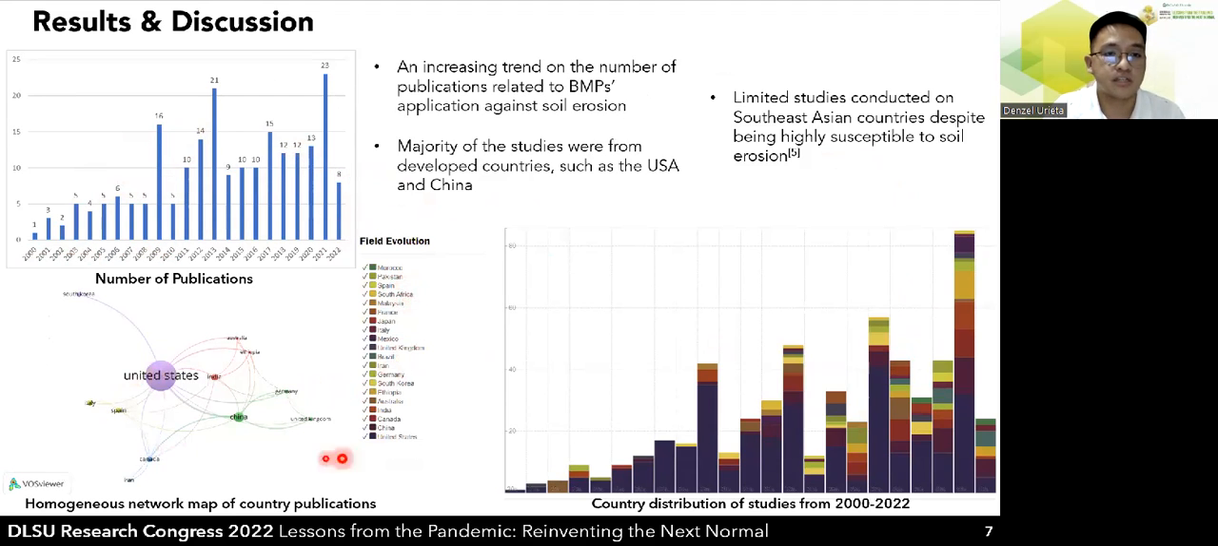Meanwhile, for the location of these studies, we have here mostly studies concentrated on the developed countries such as the USA and China, as we can see in here. And lastly, studies conducted on Southeast Asian countries are very limited, despite the fact that Southeast Asian countries are highly susceptible to soil erosion. And in this particular figure, Malaysia is the only Southeast Asian representative. So this highly implies a wide research gap for the Philippines when it comes to implementing BMPs for soil erosion.